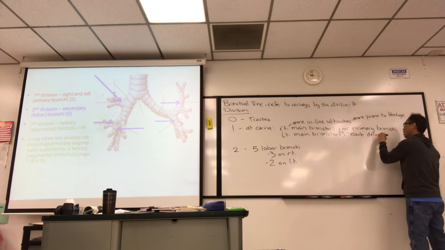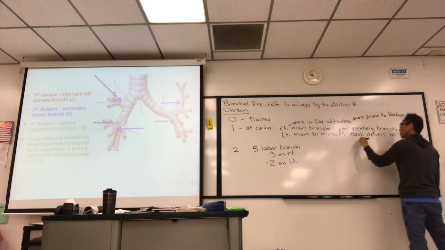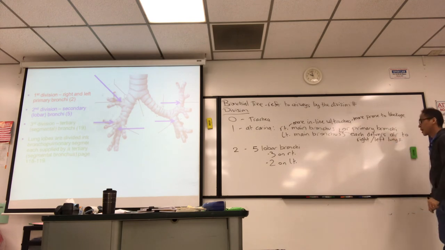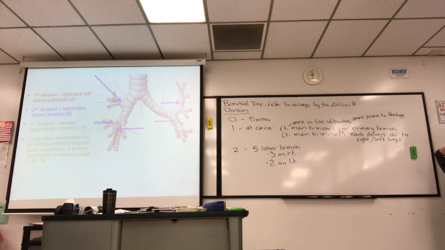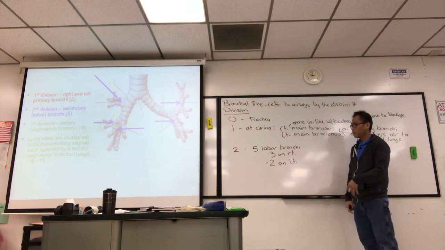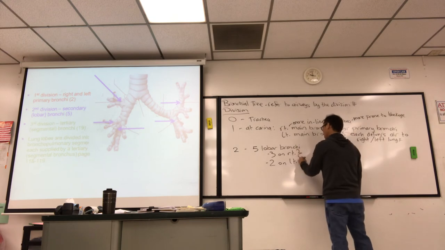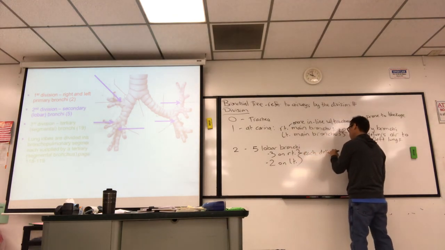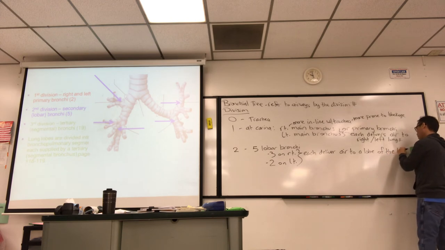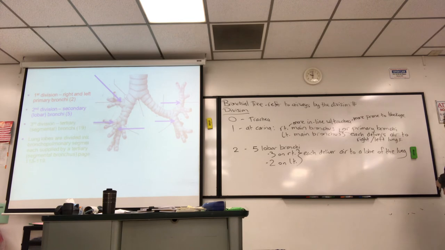Each delivers air to right, left, lungs. Can't assume you know that, so I gotta say, you do have right and left lungs. So therefore, the trend is, as the airways divide, each of these five lobar bronchi are delivering fresh air to a lobe of the lung. Each deliver air to a lobe of the lung. That's why they're called lobar bronchi. Because it's the second division, you're also allowed to name them secondary bronchi.